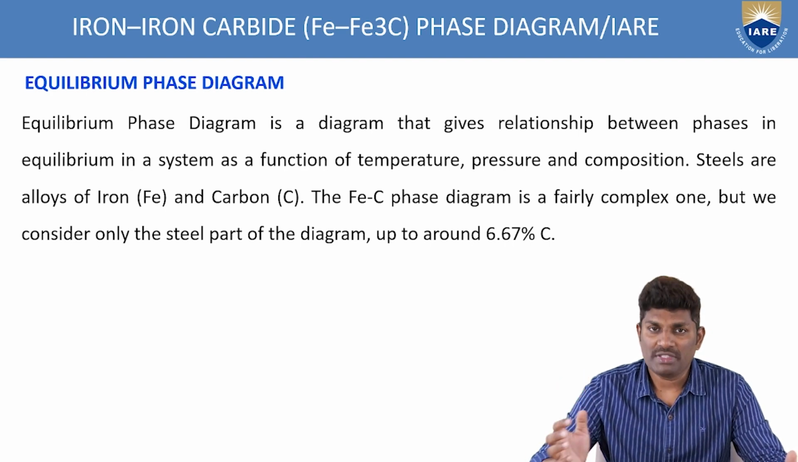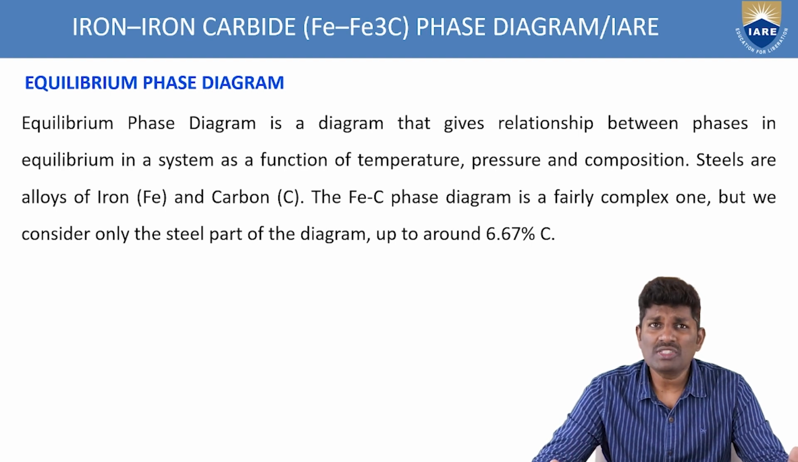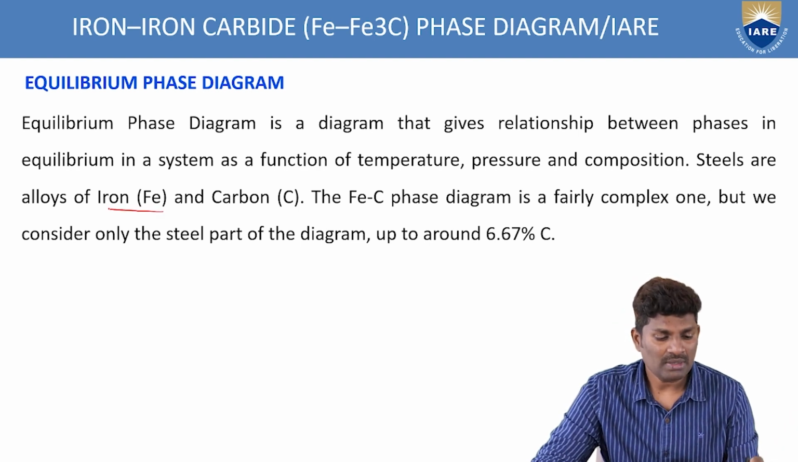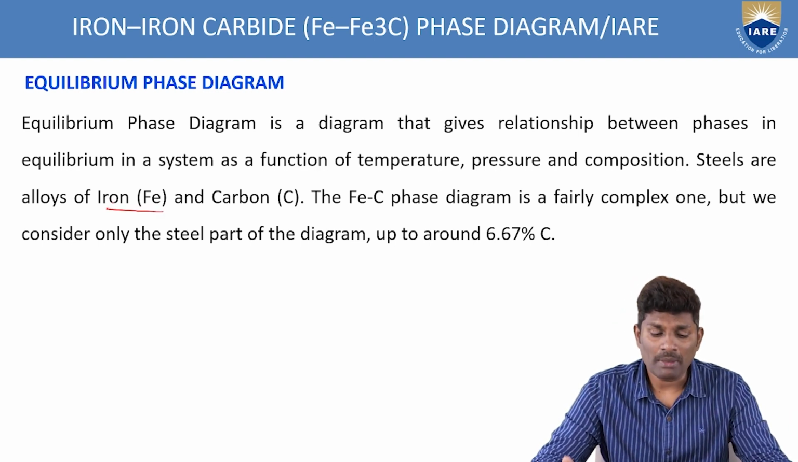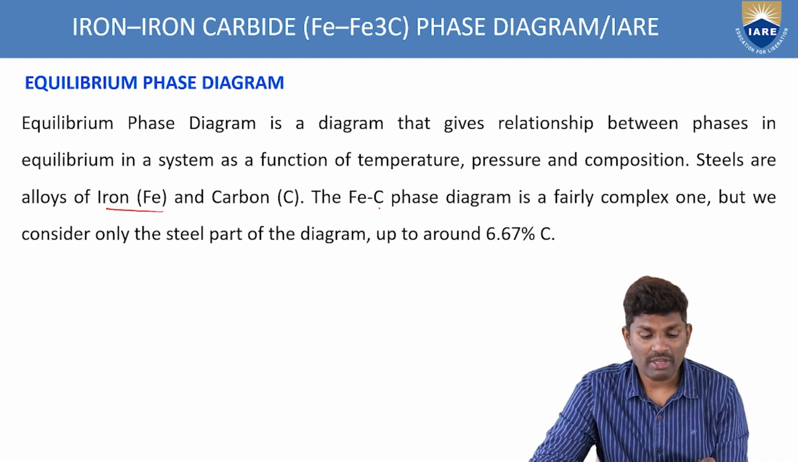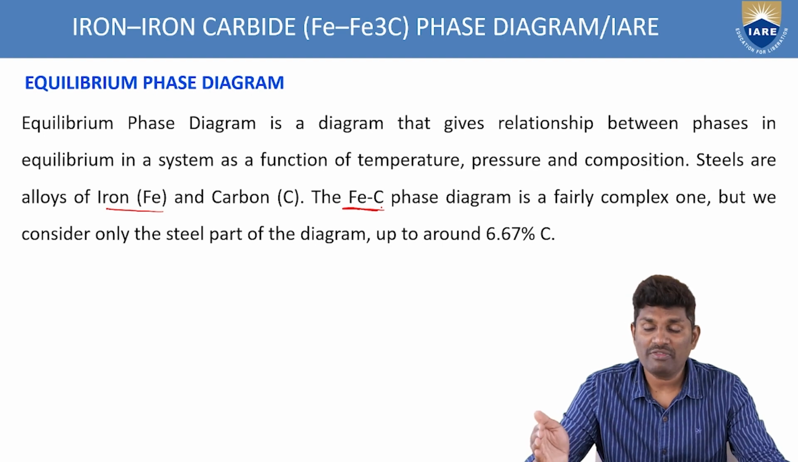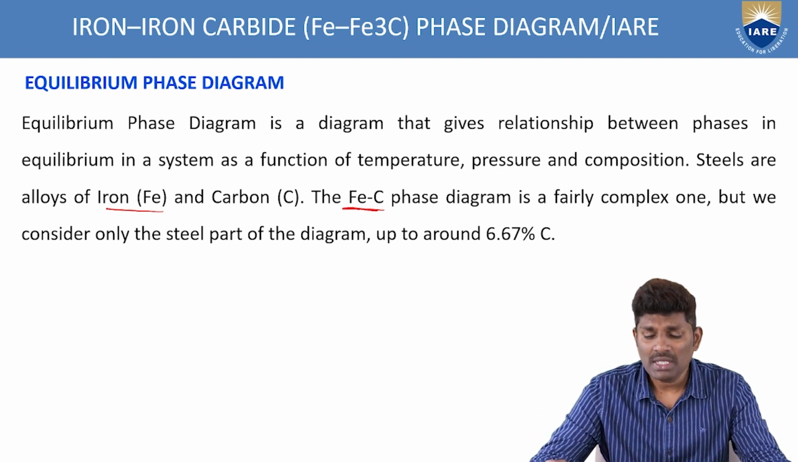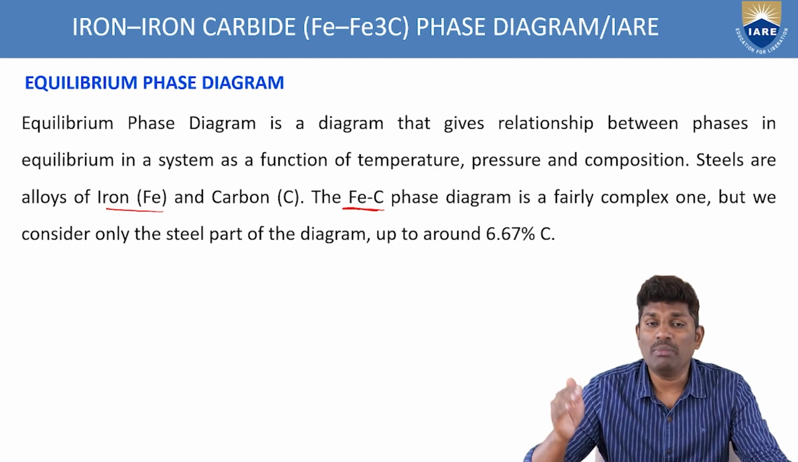Now steels are alloys of iron, Fe, that is the symbol, and carbon. This Fe-C, the iron carbon phase diagram, is a fairly complex one. Why is it fairly complex? We consider only the steel part of the diagram. We are not considering beyond the steel part.